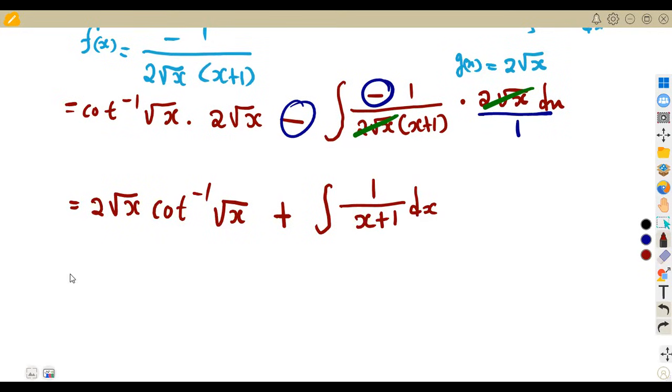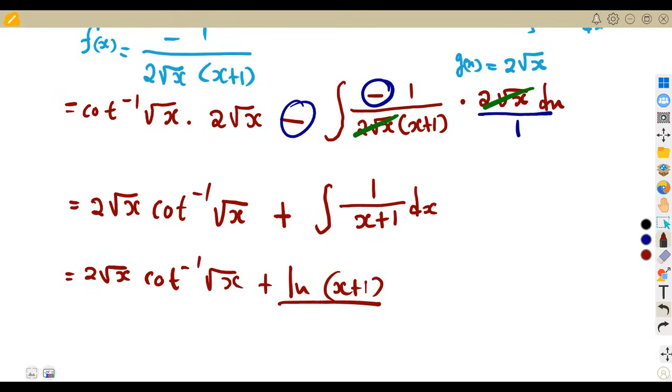Remember this from our ln. So this will be 2 square root of x arc cot of the square root of x plus, remember this gives us a ln, so it's going to be ln(x plus 1). All right, we divide by the derivative of this x, but the derivative of x is 1, so it does not affect, plus the constant of integration. So that's it.